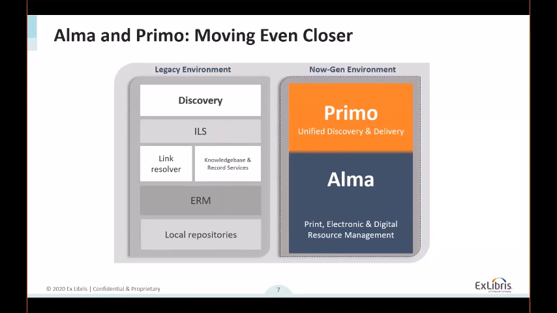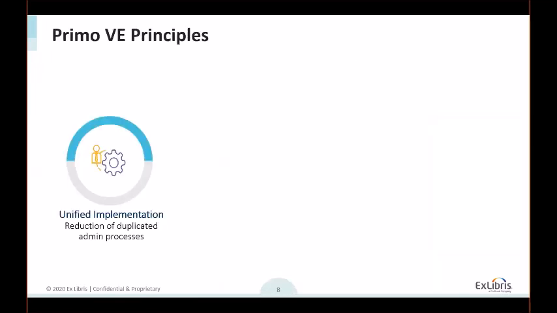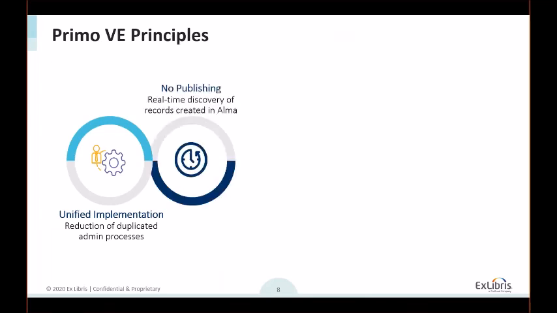So when we started with Primo VE, we had some main principles. The first principle is a unified implementation on the higher education platform, which actually reduces the need to configure things twice, like institution, libraries, IPs, authentication, etc. Because it's one administration system which is used by Primo and Alma, configuration is done once and used by all the products.